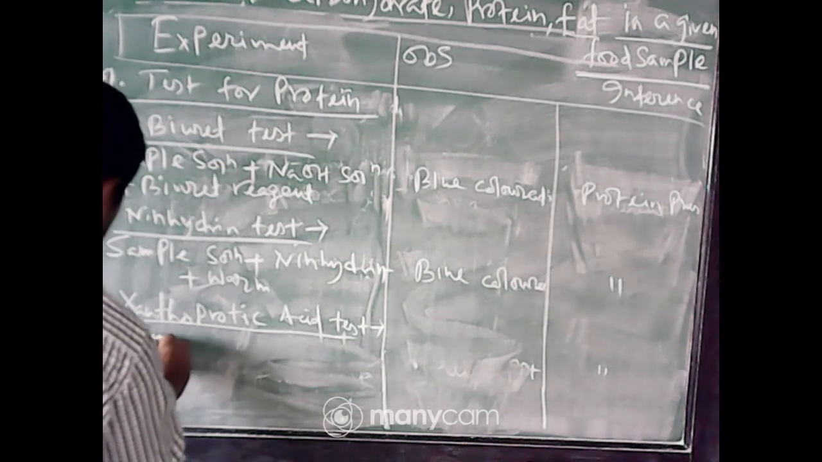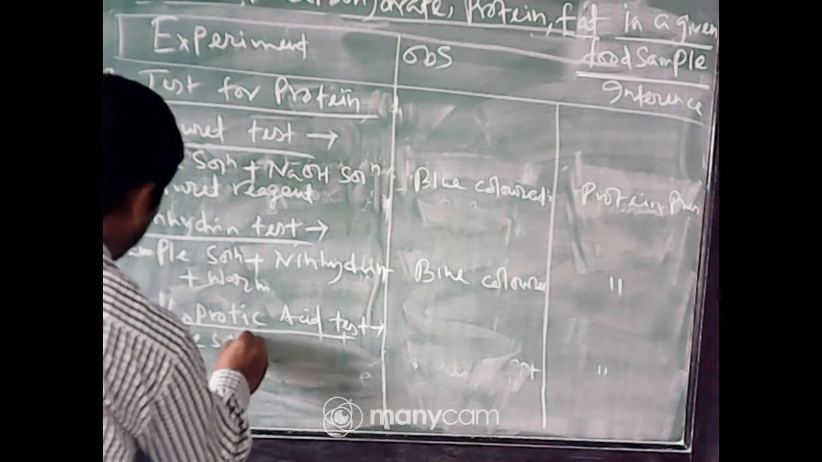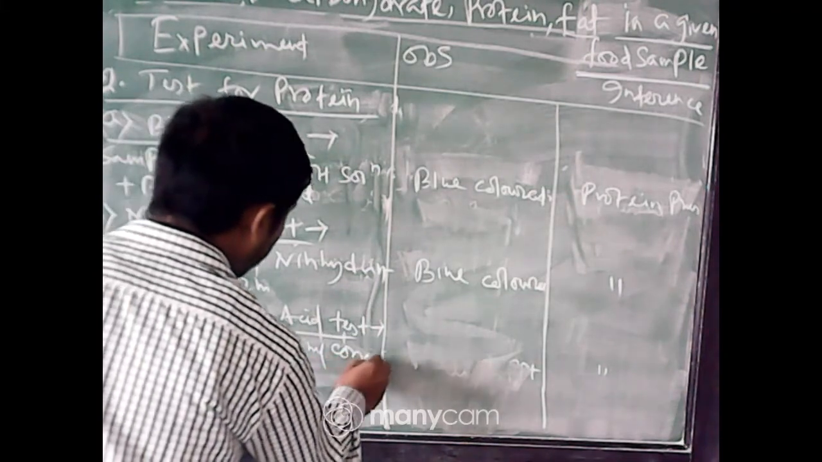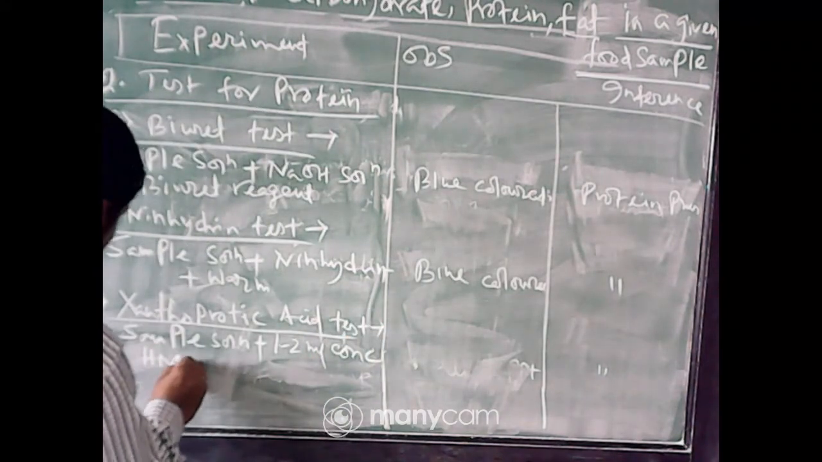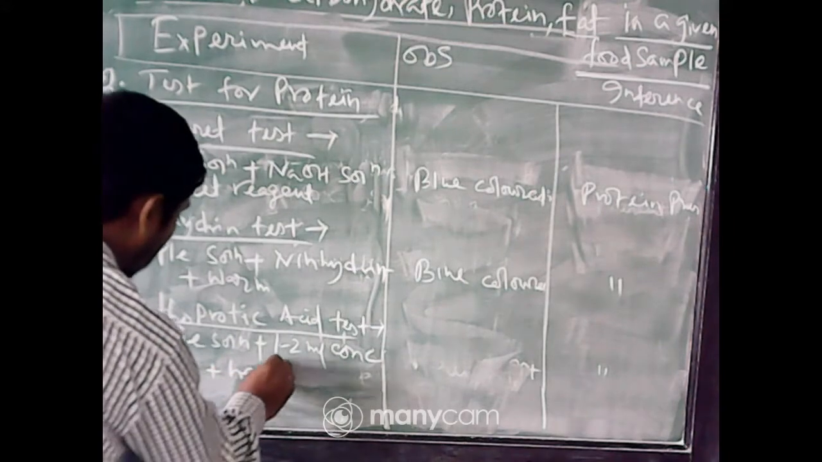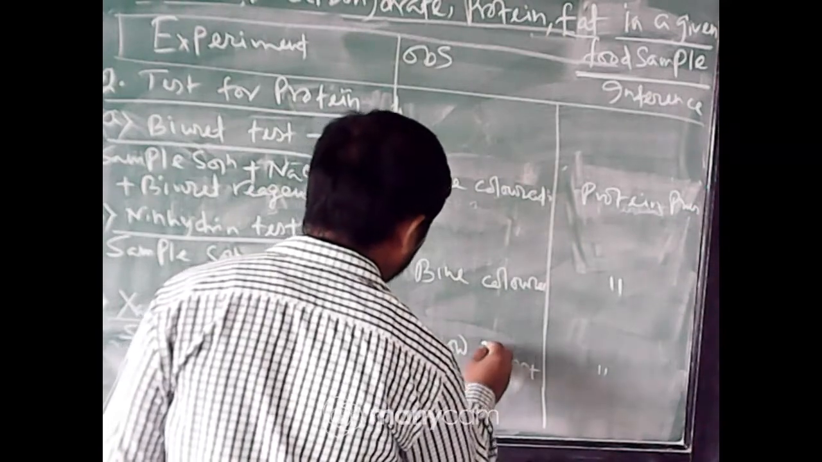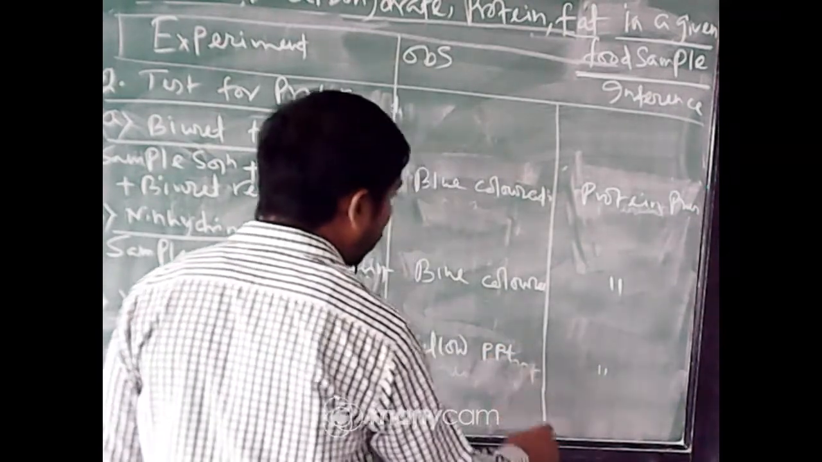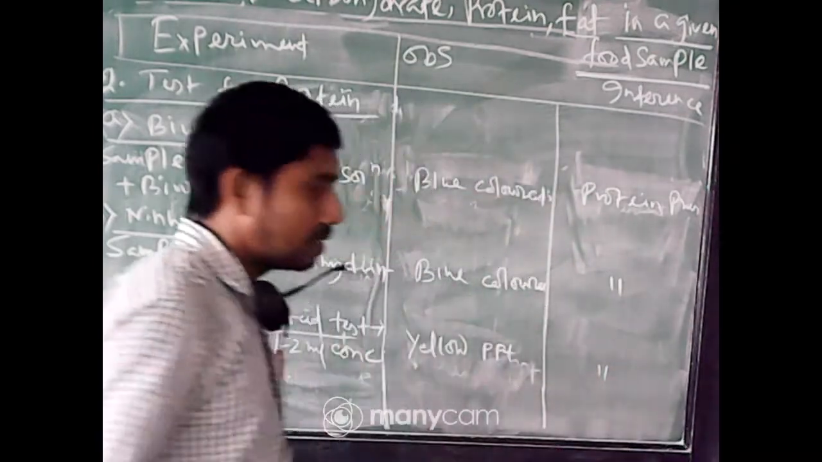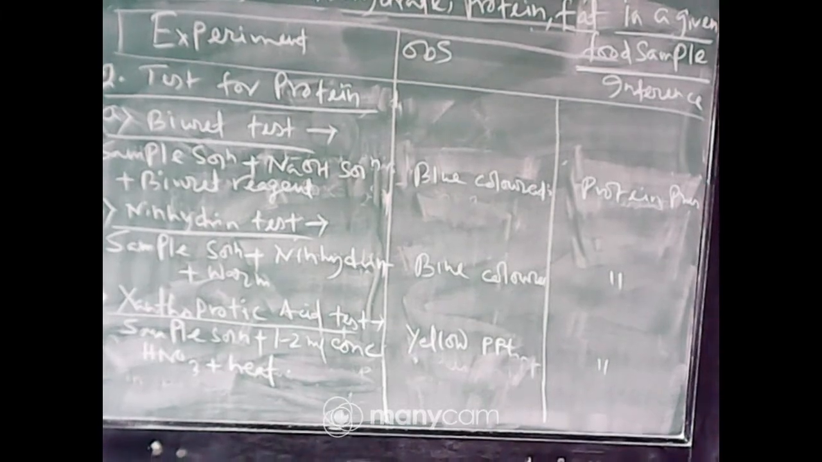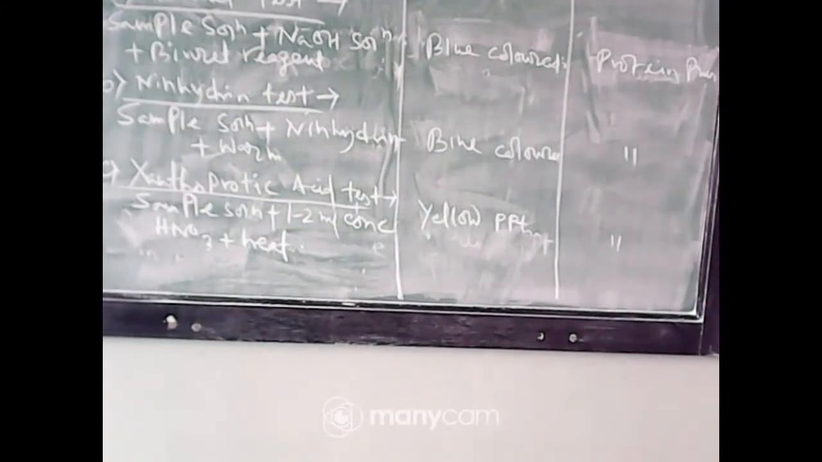Okay. Next is the xanthoproteic acid test. This is sample solution plus 1 to 2 ml concentrated nitric acid plus heat, yellow coloration or yellow precipitate. This confirms that protein is present. So these three tests confirm whether protein is present in your foodstuff or not.